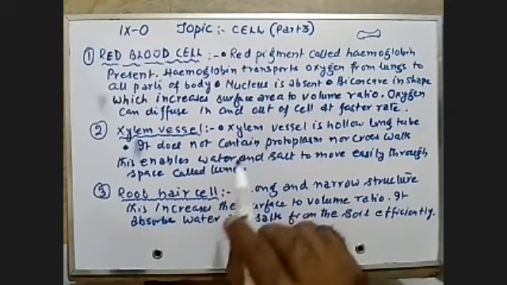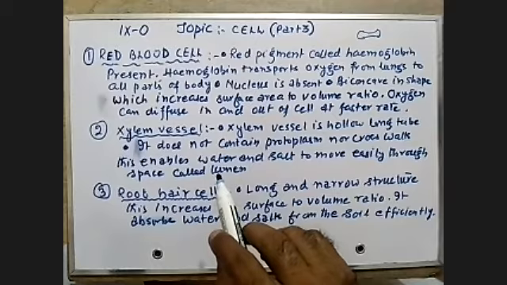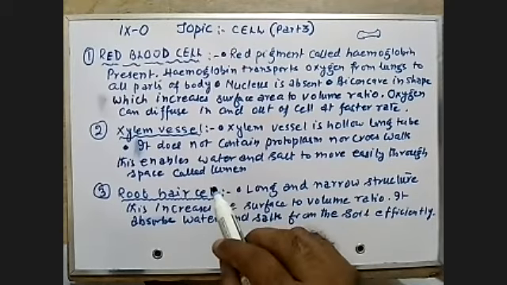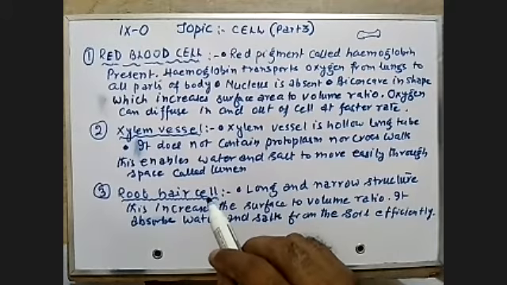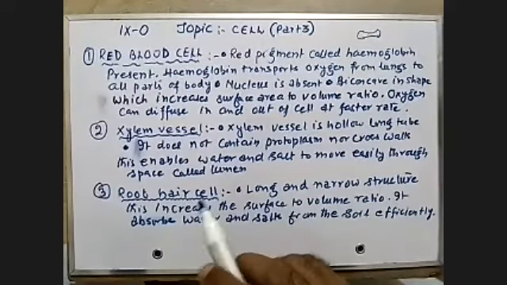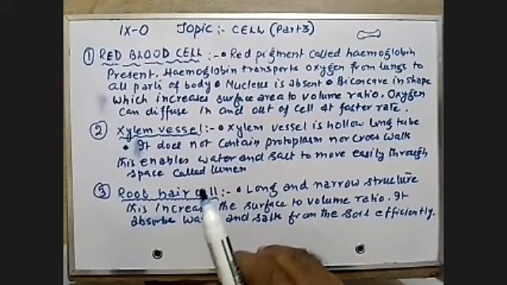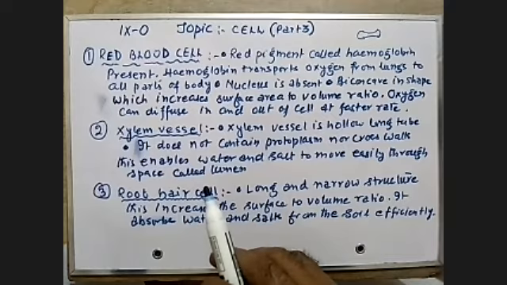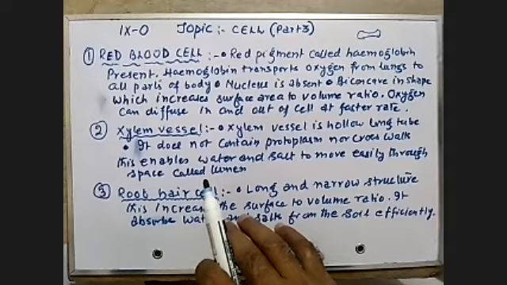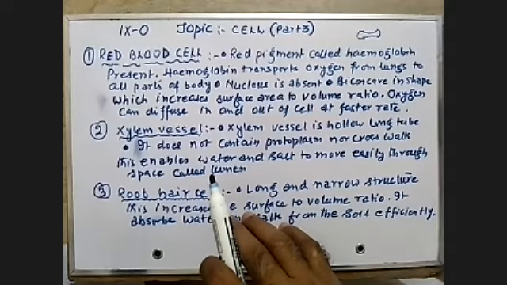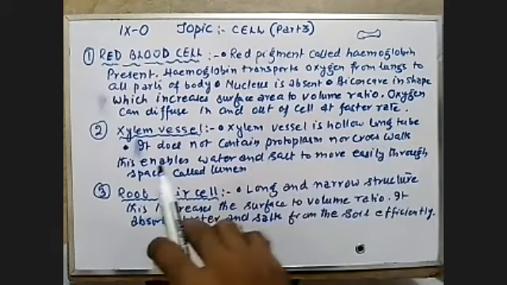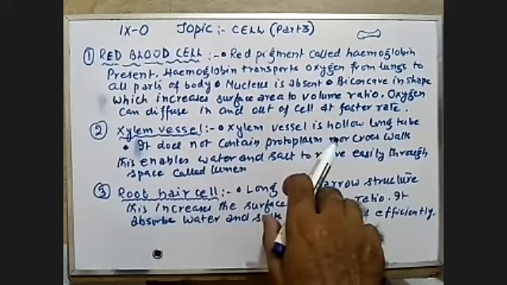The surface area to volume ratio increases. Now, what is the meaning of surface area to volume ratio increasing? It means that diffusion will take place faster. Those bodies which are small in size and thin in thickness always have a high surface area to volume ratio. The benefit of having an increased surface area to volume ratio is that absorption and diffusion will take place rapidly. Oxygen can diffuse in and out of the cell at a faster rate.